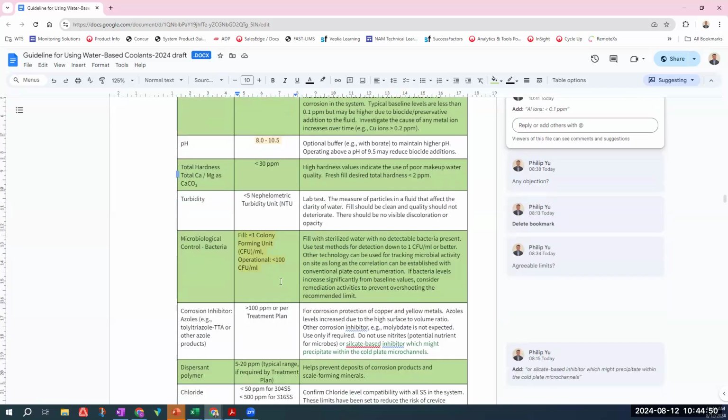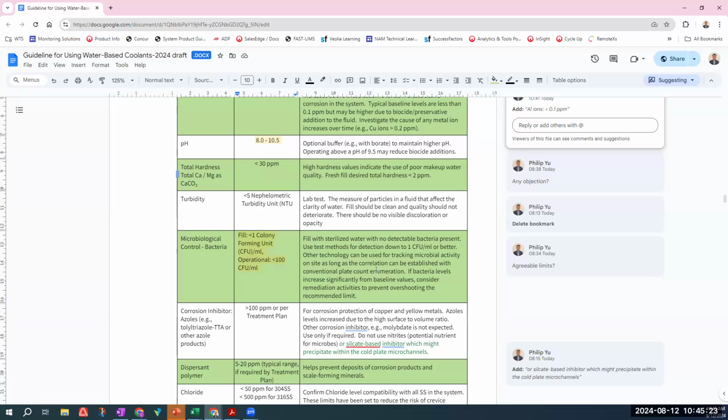Then the next one, the most critical for treated water-based coolant, is biofouling. Treated water is prone to biofouling. So we set the limit when you first fill the system to be less than 1 CFU per mL. Then when you run for an extended period of time, we recommend the bacteria should be less than 100 CFU per mL.